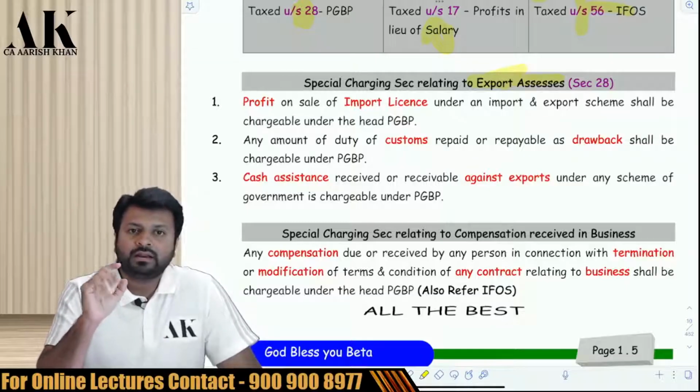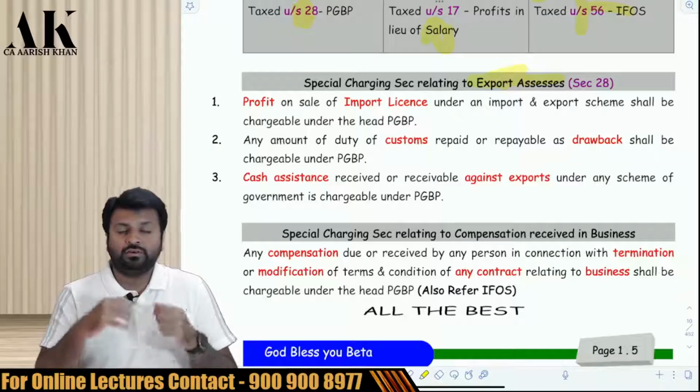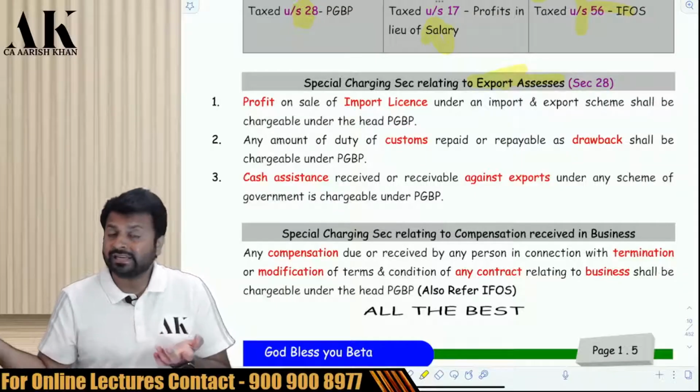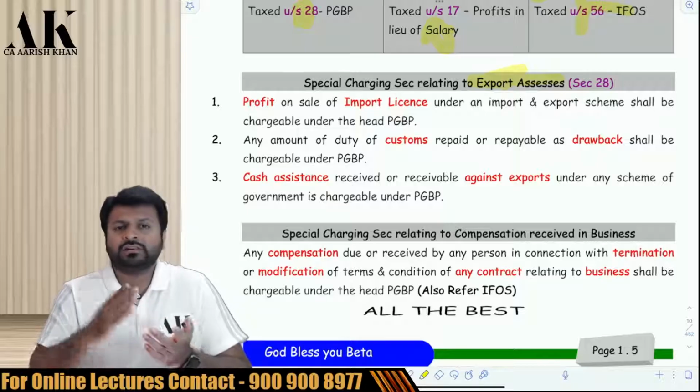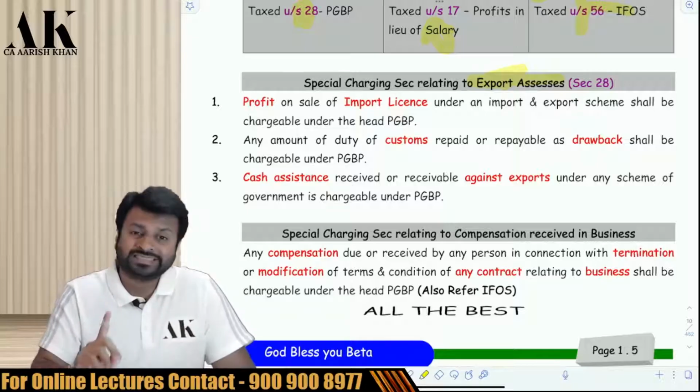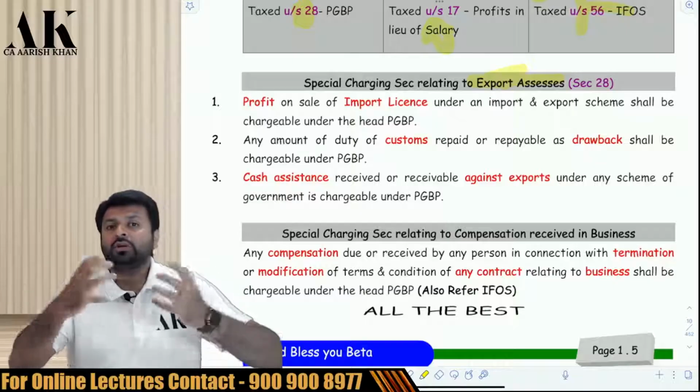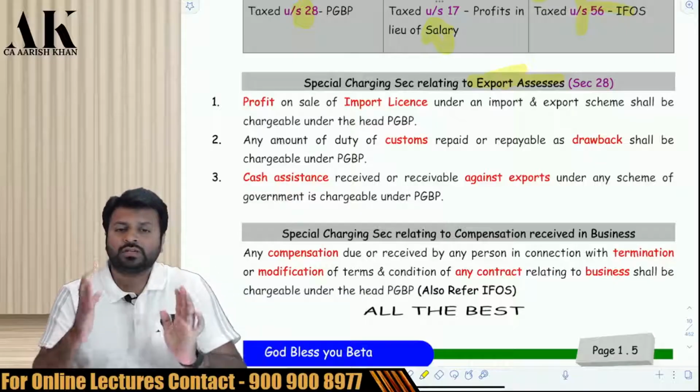First, if you have got an import license from the government, and you do not need that import license, and you are selling that license and getting profits out of it, it is chargeable under the head PGBP. Profit on sale of import entitlement license is chargeable. Second, if you are getting some duty drawback under customs, then that is also chargeable under PGBP.